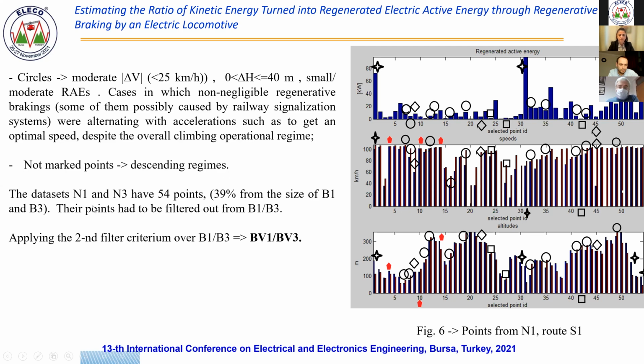So these data sets have 54 points in one of the 6 sets that we analyzed. They represent 39% of the size of the sets B1 and B3 that were filtered first. So we got another set with a smaller number of points, BV1 and BV2.